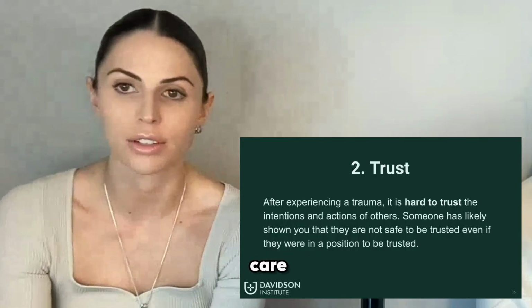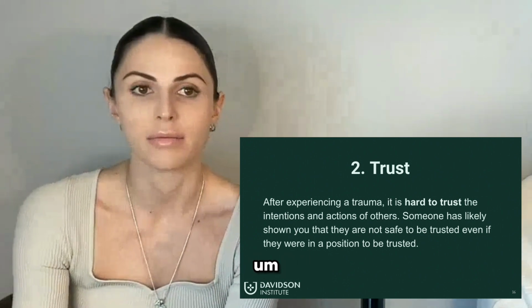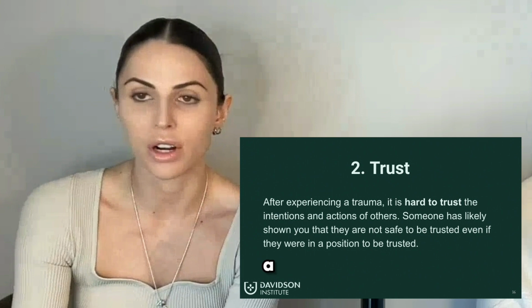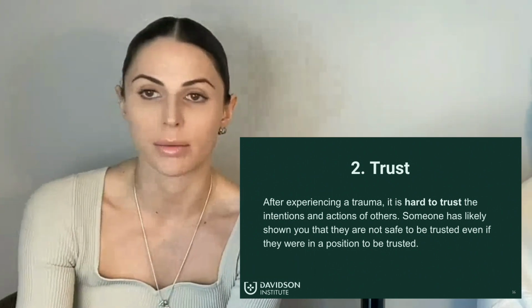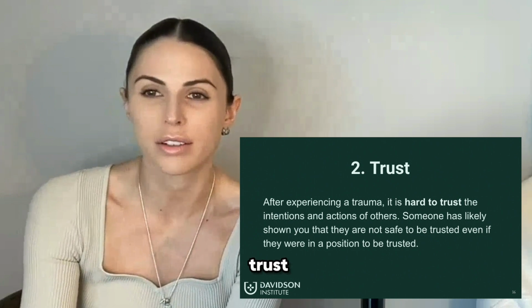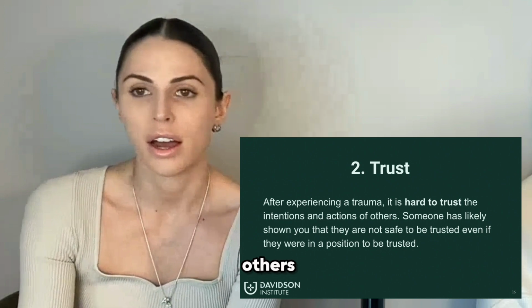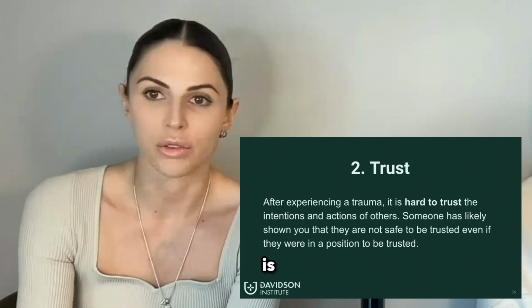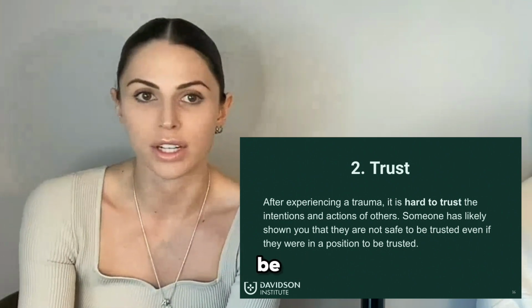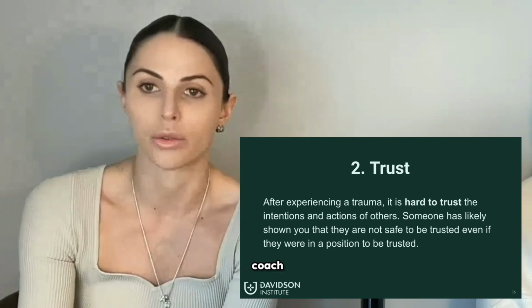So the next principle of trauma-informed care, which is highly relevant in relationships as well, is trust. After you've experienced a trauma or lots of trauma or just a traumatic childhood, it's hard to trust. It's hard to trust the intentions and actions of others. Because it's likely that somebody has shown you that they were not safe to be trusted, even if they were in a position to be trusted, like a parent or a teacher or a coach or something like that.